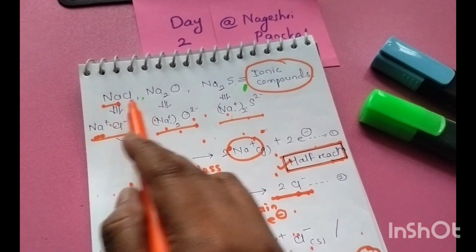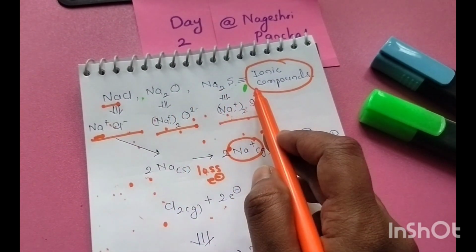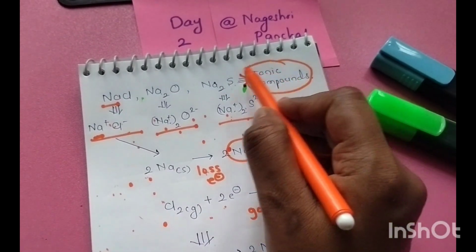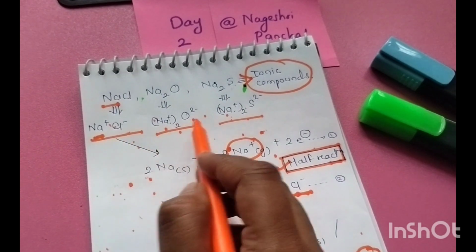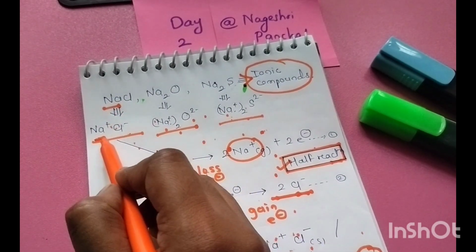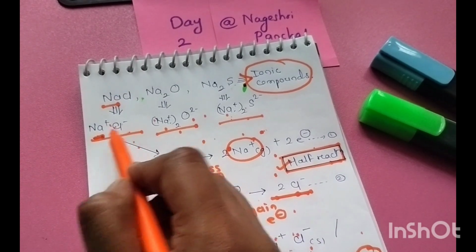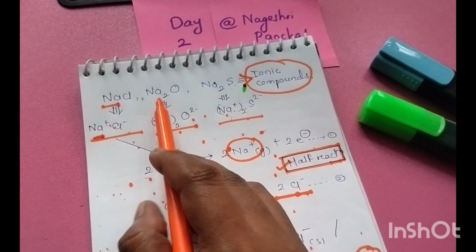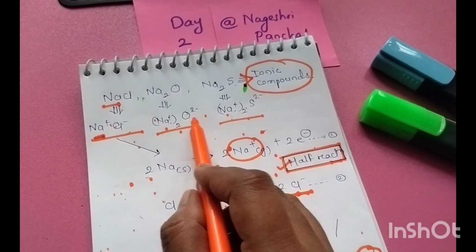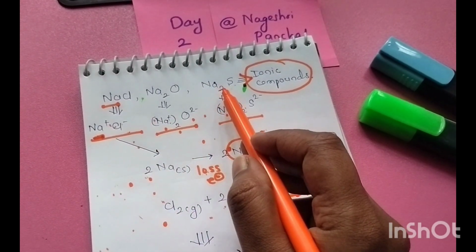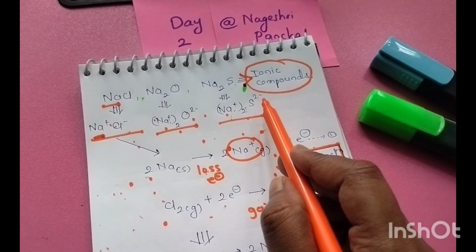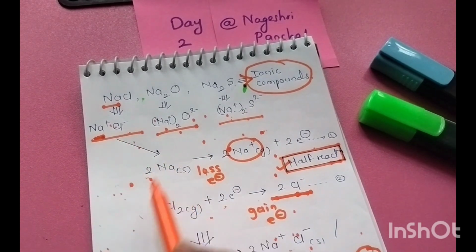NaCl, Na2O and Na2S, these are ionic compounds. Ionic means we are getting ions from these. So from NaCl we get Na plus and Cl minus, from Na2O we get 2Na plus and O2 minus, and from Na2S we get 2Na plus and S2 minus. But how? Let's see.